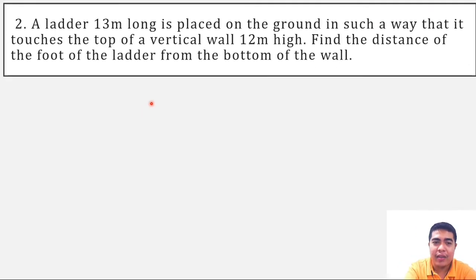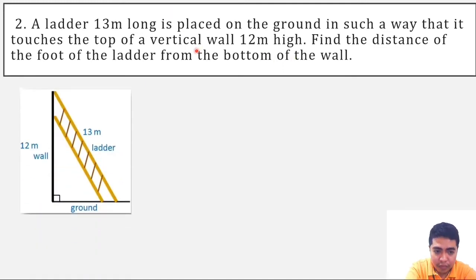Now let us have another example. A 13-meter-long ladder is placed on the ground in such a way that it touches the top of a vertical wall 12 meters high. Find the distance of the foot of the ladder from the bottom of the wall. Now this is the figure. This is the wall and this is the ladder. Find the distance on the ground from the ladder to the wall.